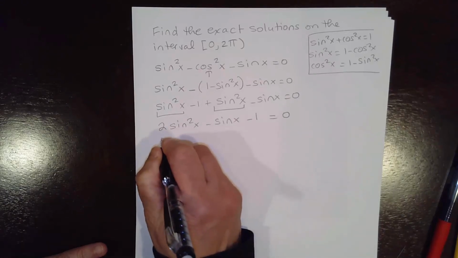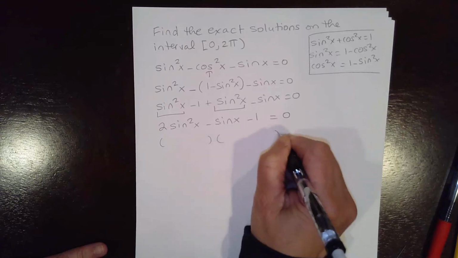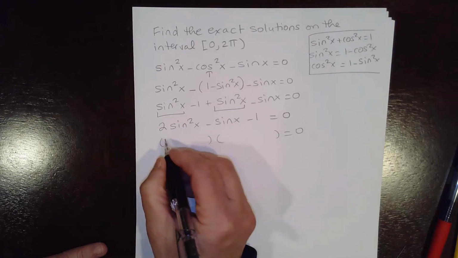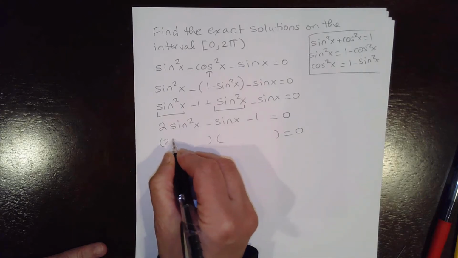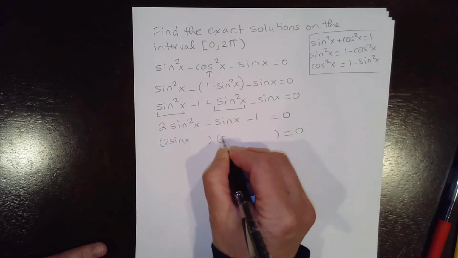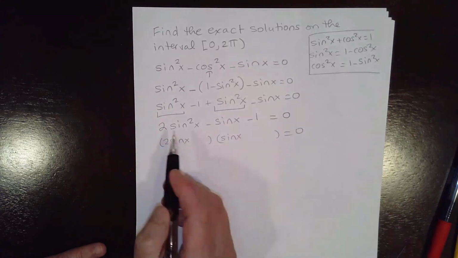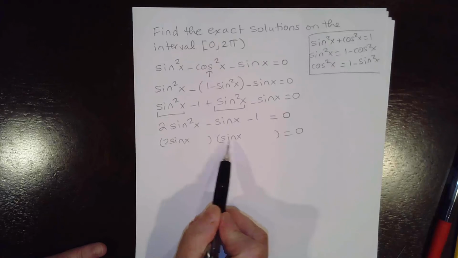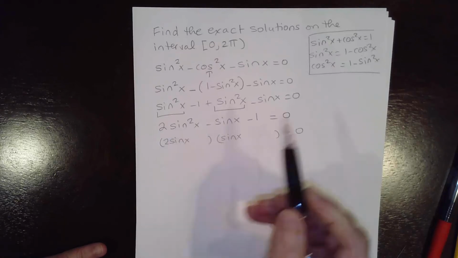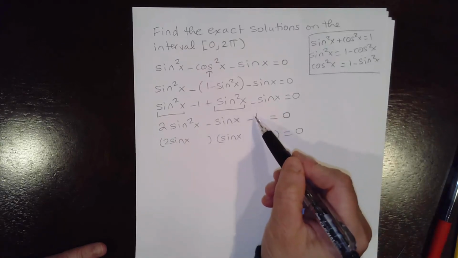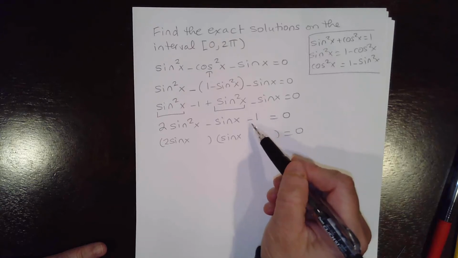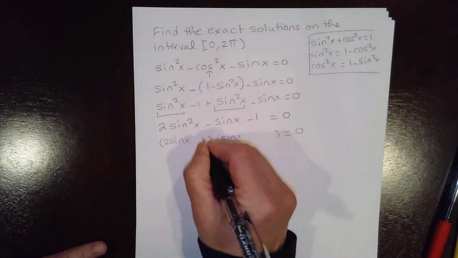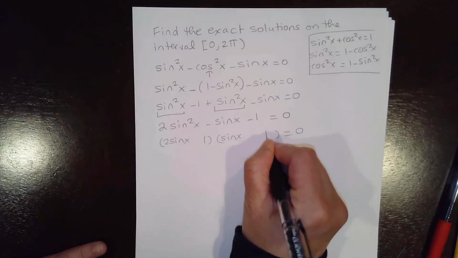Now we can easily factor it. We have 2 sine squared x, that gives us either 2 sine x and sine x. There is no other way we can get 2 sine squared x. So 2 sine x times sine x gives us 2 sine squared x. Now we have a 1. We have the product of negative 1, so we have to have 1 and 1. There is no other option.